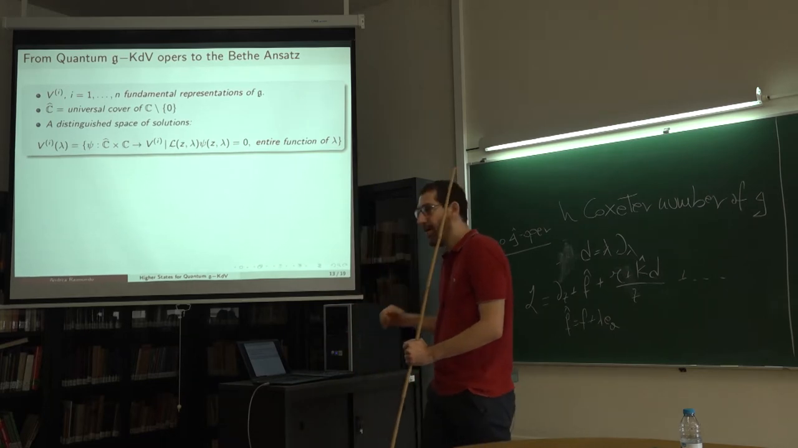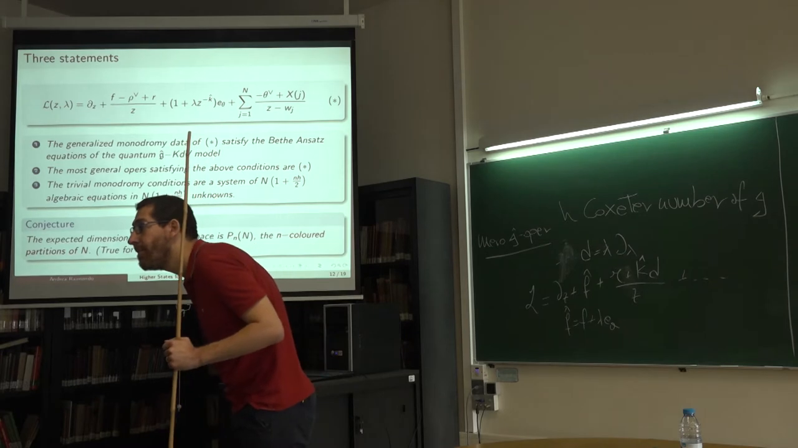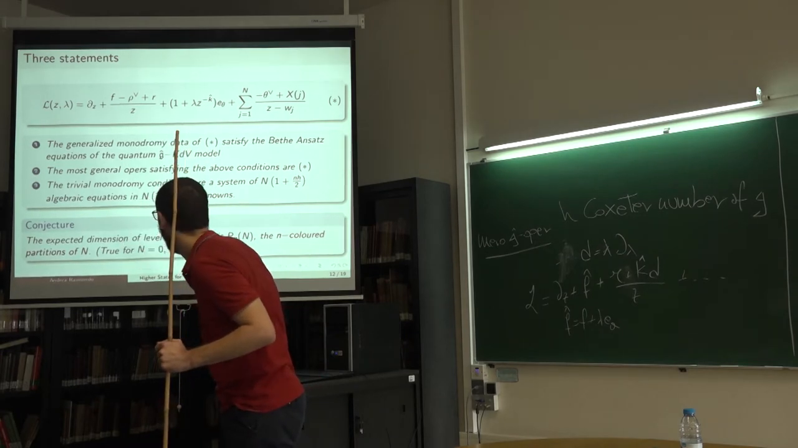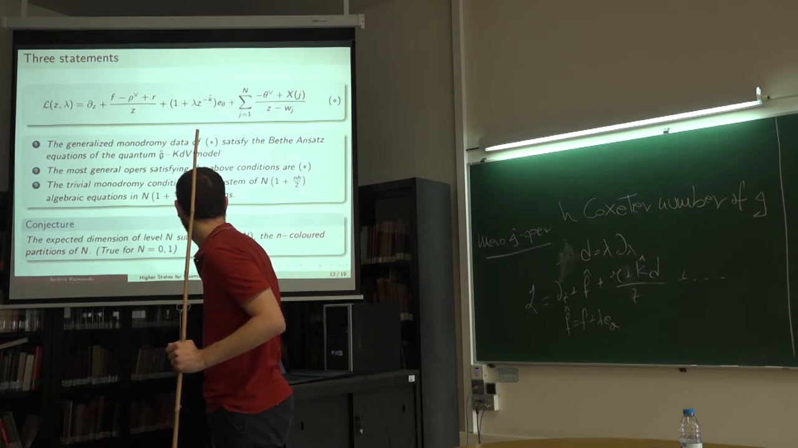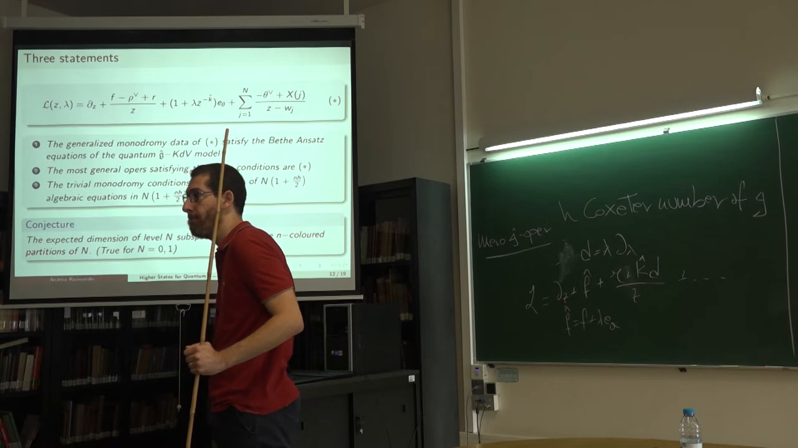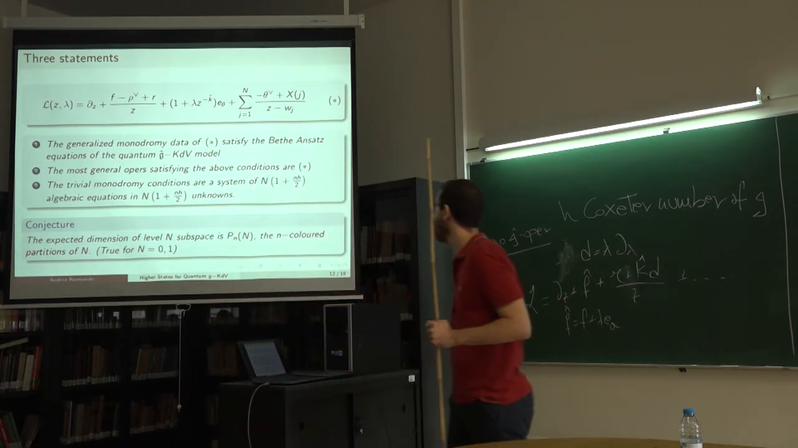So this is for any simple Lie algebra? Sorry? For any simple Lie algebra. For any Lie algebra, n-color partitions, n all the way around; it doesn't matter which algebra you take. Not necessarily. No, any, as a simple Lie algebra.